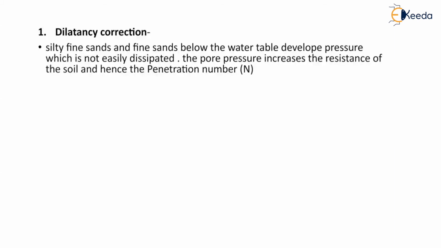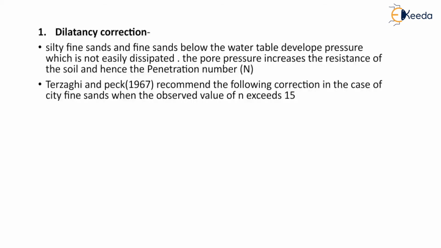First, we will see dilatancy correction. Silty fine sands and fine sands below the water table develop pore pressure which is not easily dissipated. The pore pressure increases the resistance of the soil and hence the penetration number. Terzaghi and Peck in 1967 recommended the following correction in the case of silty fine sands when the observed value of N exceeds 15.